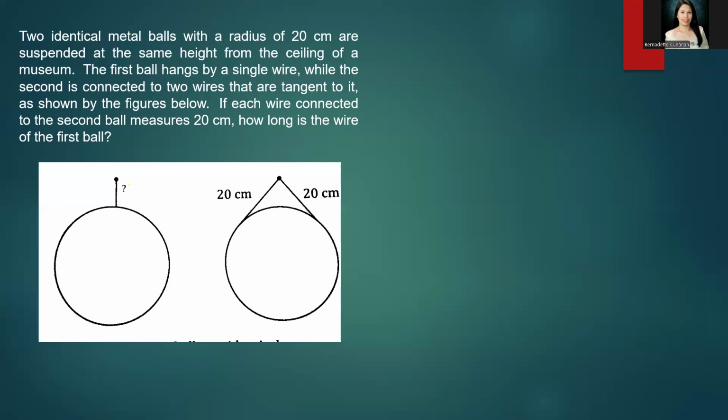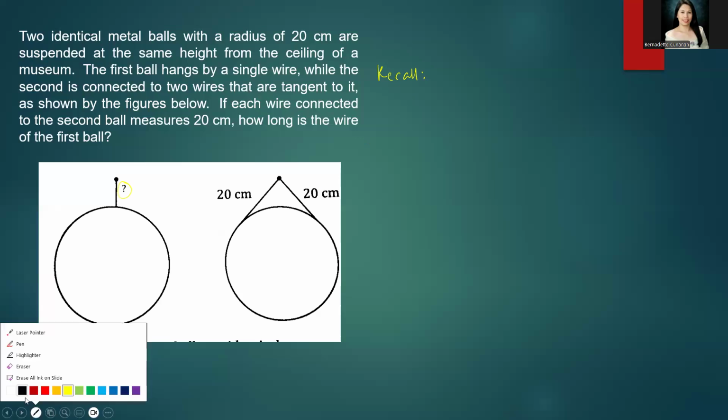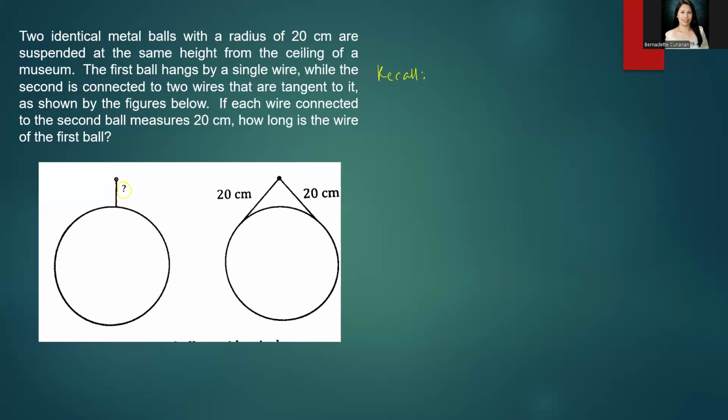So we are asked to work on the length of this wire from the first ball. So we have to consider or recall a theorem that would best solve the problem. So considering the given, this wire is actually the same with this one. And we will try to solve for the length of this line segment. So let us assign a variable for this. Let's assign x for this one.